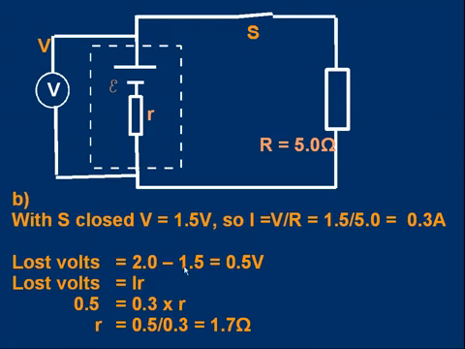So we know the current. We also know the lost volts. The EMF is 2, and the potential difference between the terminals dropped to 1.5 when the switch was closed. So the lost volts is 2 minus 1.5. It's 0.5 volts. But that lost volts equals the current times the internal resistance. So 0.5 volts is a current of 0.3 times little r. Rearrange that. r, to 2 significant figures, works out as 1.7 ohms.